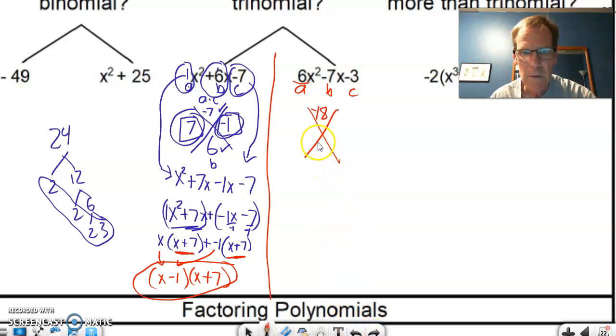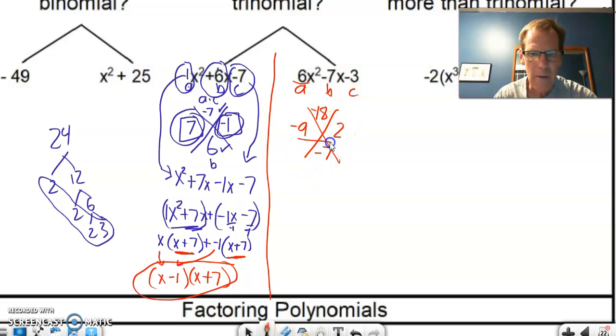Now think of two things that multiply to give negative 18 but add to negative 7. A little bit weird when it's negative like that, but it's 9 and 2 with the 9 being negative. So negative 9 times 2 is negative 18. Negative 9 plus 2 is negative 7.